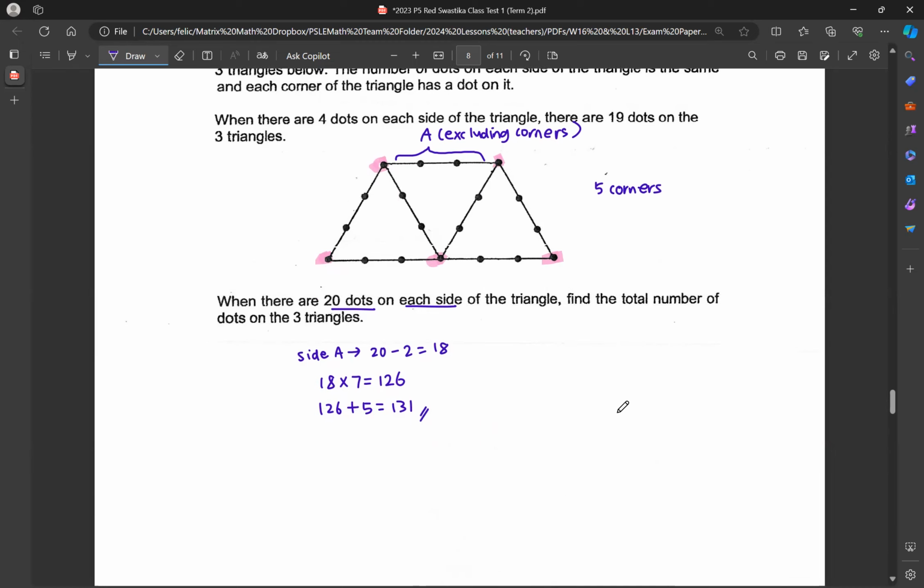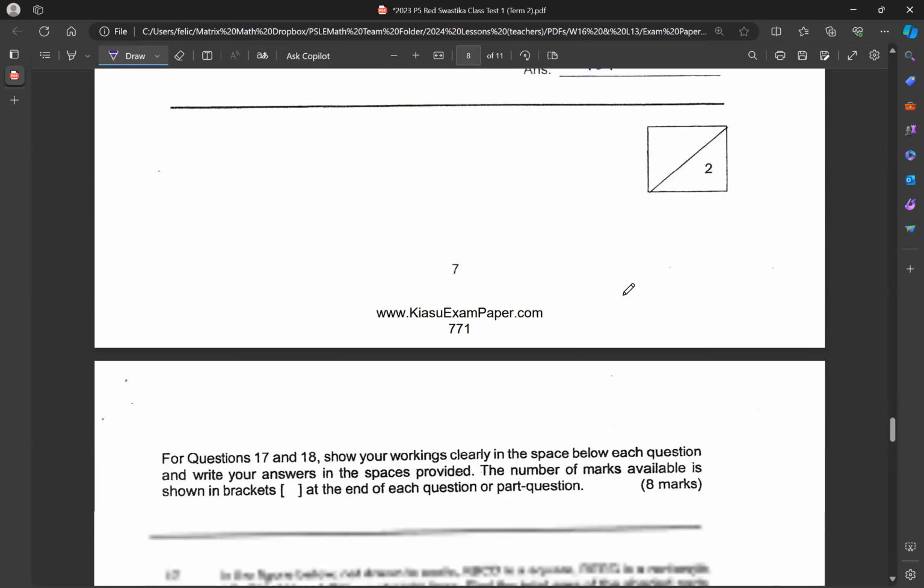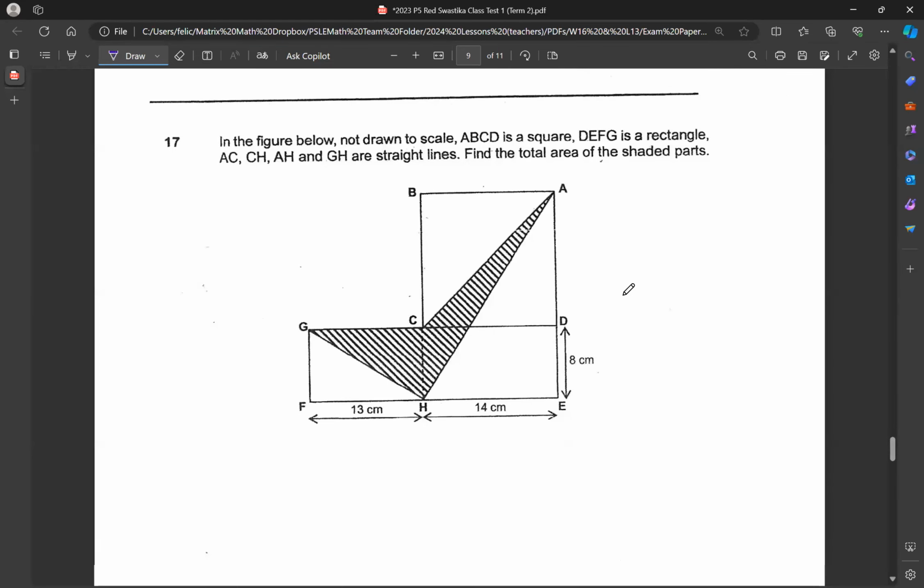All right, I'm going to go on to question 17. Okay, question 17. So we have this A, B, C, D is a square. All right, so if it's a square, I'm just going to mark out both sides first, like that. So here also equal, the 14 is here also. Okay, D, F, G is a rectangle, so a rectangle here. And then all the straight lines are shown. Find the total area of the shaded parts.